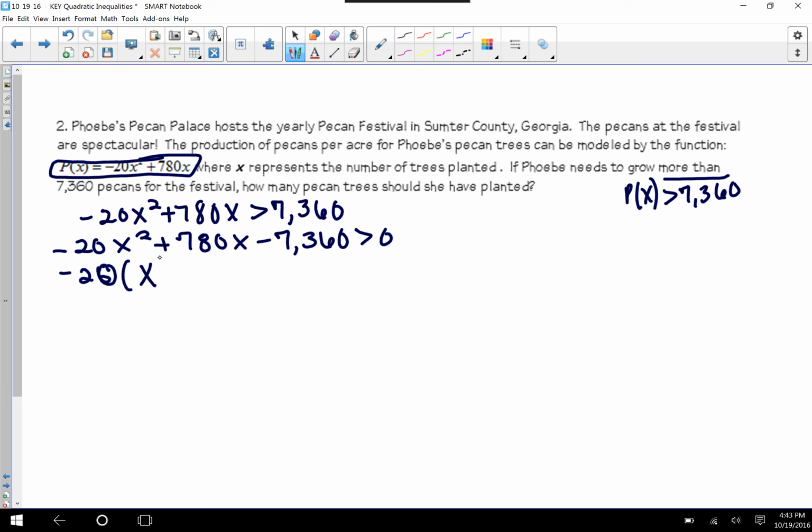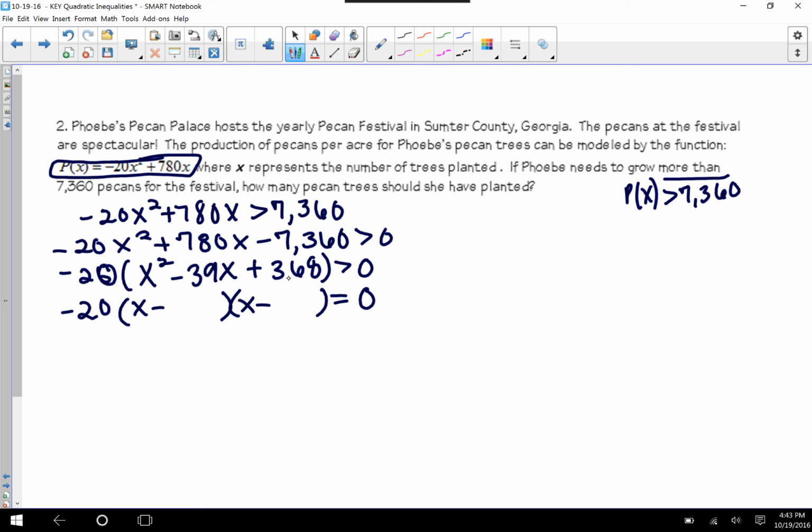All right, I'm just going to factor it out. I get negative 20 times x squared minus 39x plus 368, and that is greater than 0. Okay, I now have this quadratic here that I can try to factor. If it doesn't factor, we know that we can always use the quadratic formula, but I'm going to try to factor because the quadratic formula might be kind of difficult. These numbers are a little bit larger than what we're used to dealing with, but you have calculators.